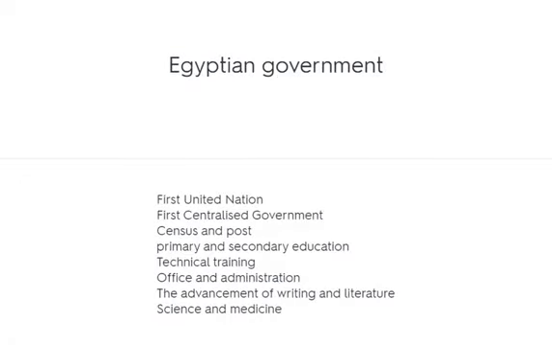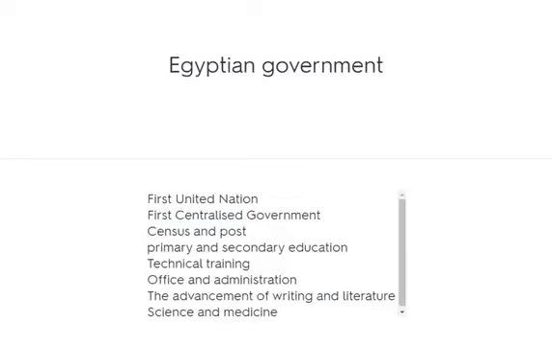Egyptian government. First United Nation. First centralized government. Census and post-primary and secondary education. Technical training. Office and administration. The advancement of writing and literature. Science and medicine.